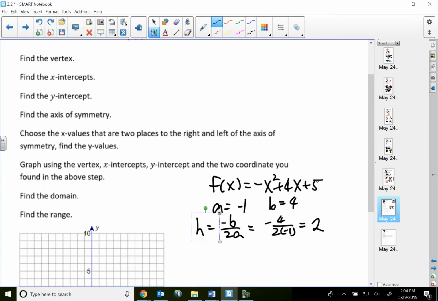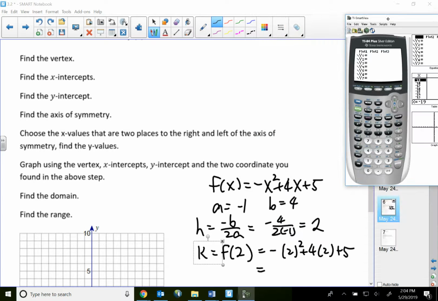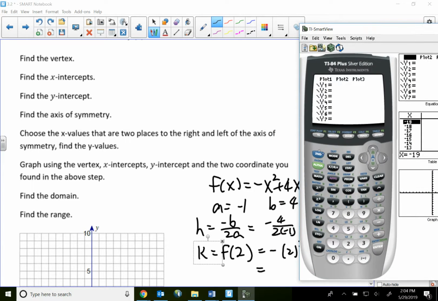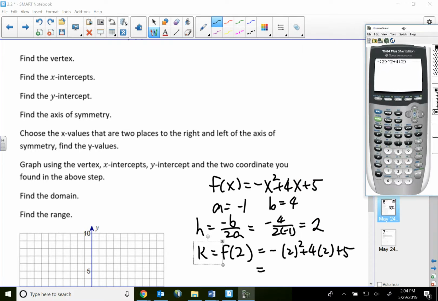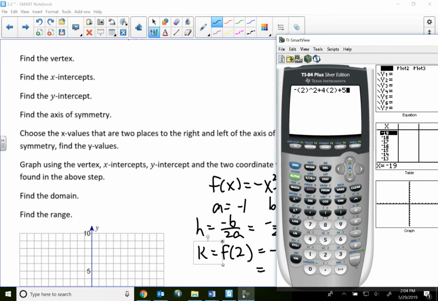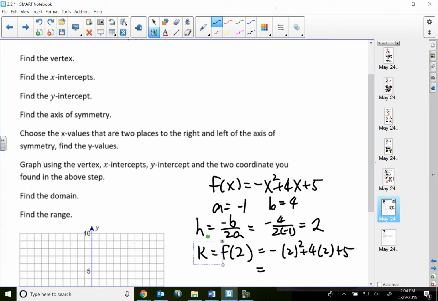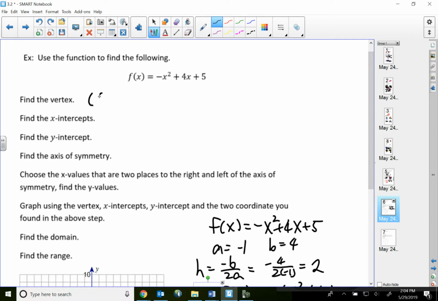All right, so now I plug it back into my function to find the y value of the vertex. That'll be -2 squared plus 4 times 2 plus 5. So I'm just going to punch this in the calculator real quick. That'll be negative parenthesis 2 squared plus 4 times 2 and plus 5. All right, my y value will be +9. So that will be 2, 9. That will be my vertex.